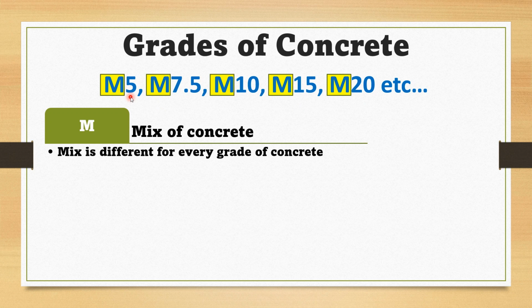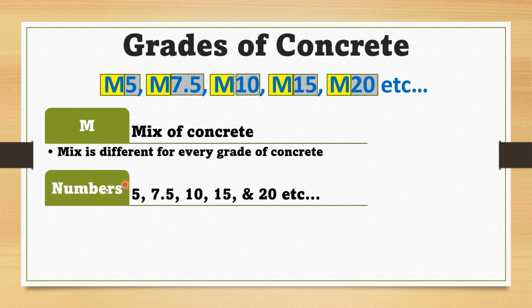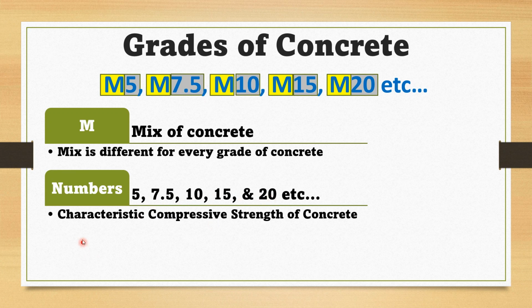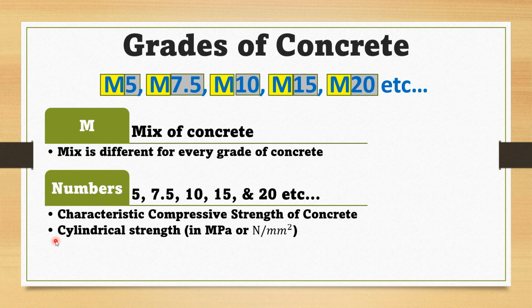So what is meant by these numbers? We have understood that M is the mix ratio of concrete, so we have to design a mix ratio whose number will be 5. What will this number be? We can say that these numbers 5, 7.5, 10, 15 and 20 show the characteristic compressive strength of concrete cylinders.